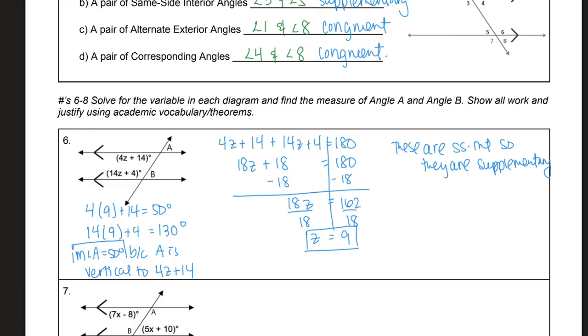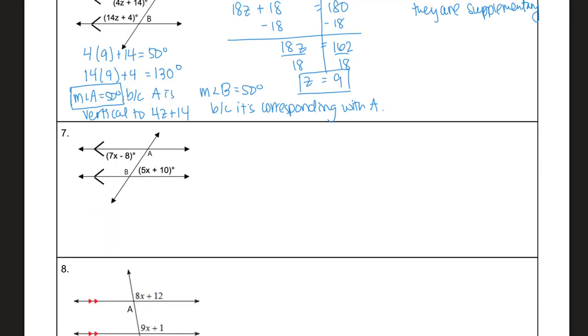There we go. And then if we look at angle A and angle B, these are corresponding angles, and corresponding angles are congruent, which means that the measure of angle B is also going to be 50 degrees because it's corresponding with A.